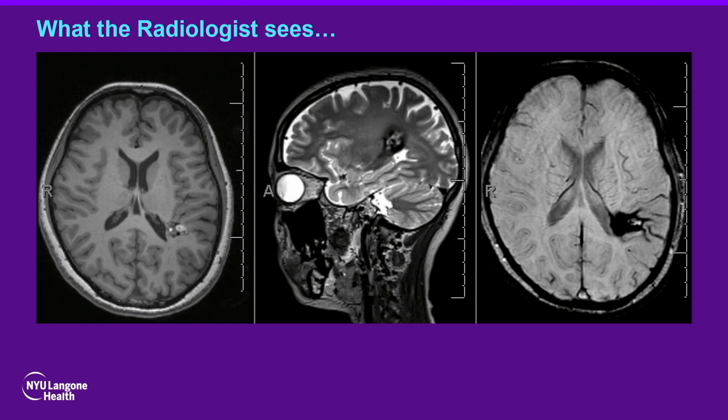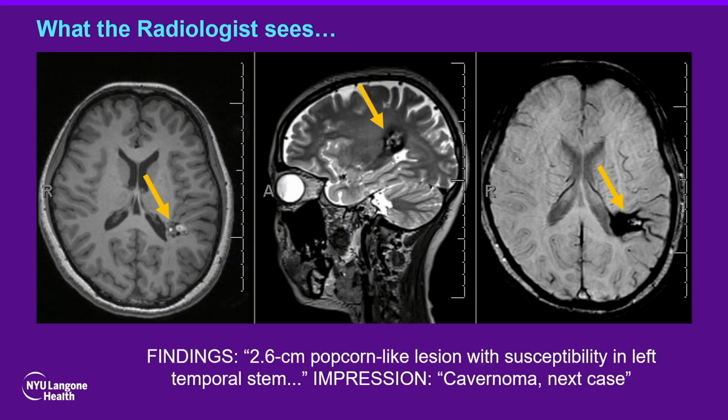I would assume that this is a very easy case for many of us to handle in the reading room. What we see here is a very typical popcorn-like lesion, left periatrial white matter. There's susceptibility. This is a cavernoma that has bled. And that would be the typical way that we would interpret the report for this patient.